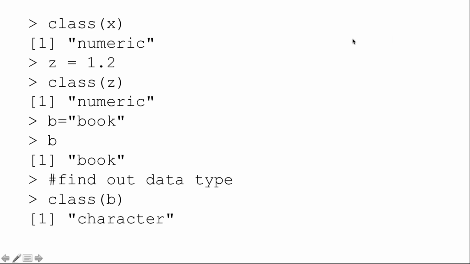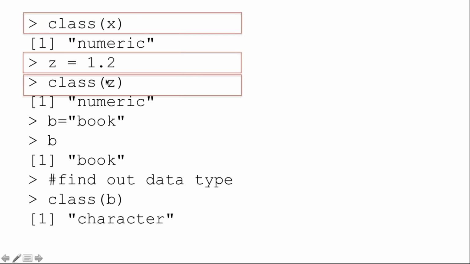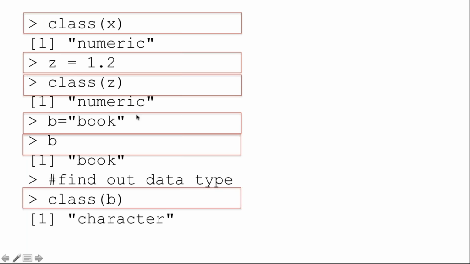So let's go over another example here. Starting with the first line, I use this function called class to figure out what my data type is for any variable or vector or data frame, etc. So I would say class, pass in the variable x, and it gets returned as numeric. I assign a value of 1.2 to z. I check what that class is, or what that data type is. It tells me it's numeric. I assign a character string to B, and when I type out B, I see that it has book, and when I try to find the class of B, it says that it's a character.